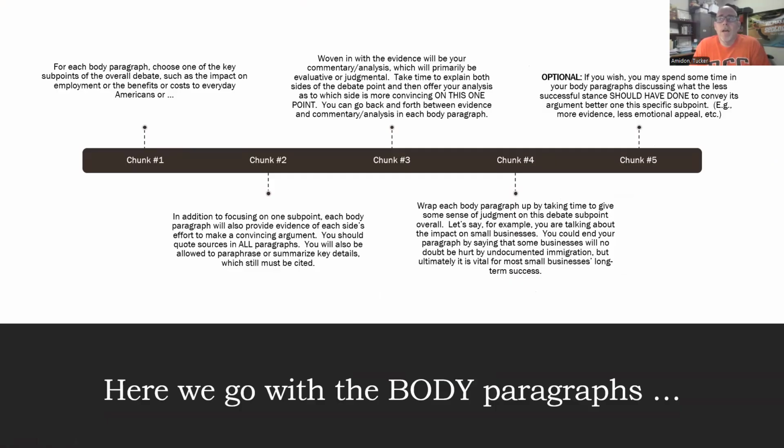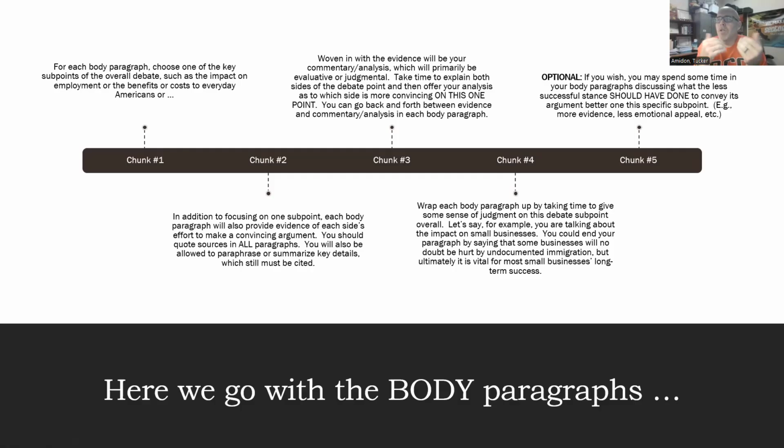For each body paragraph, you're going to choose one key subpoint of the overall debate. What does that mean? So you might be choosing employment, whether it's AI or undocumented immigration. A whole paragraph talking about employment and the ramifications of undocumented immigration on employment. Taking jobs we don't want, perhaps taking jobs from Americans that are undereducated, underemployable. And so this is part of the debate. So that might be one of your paragraphs.